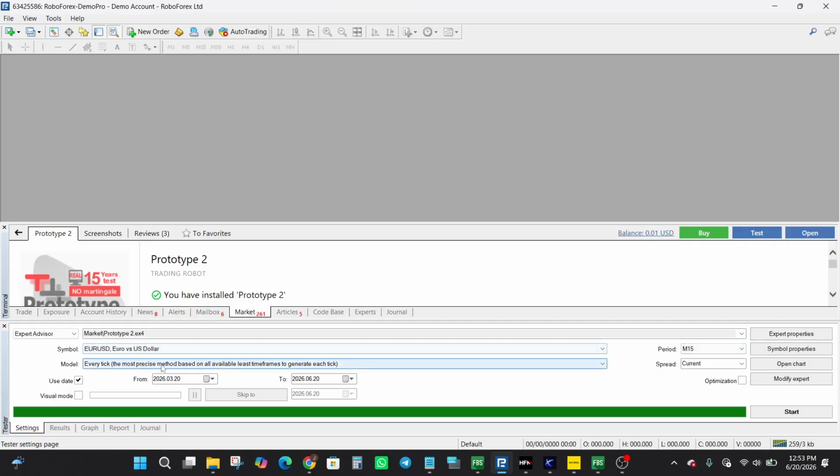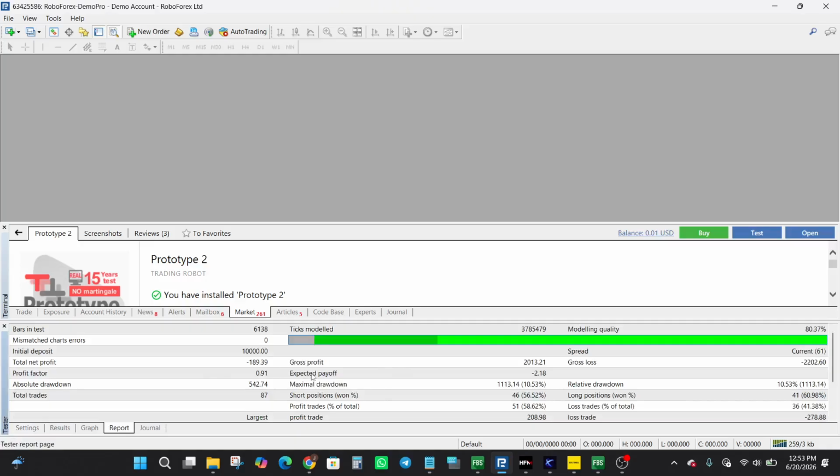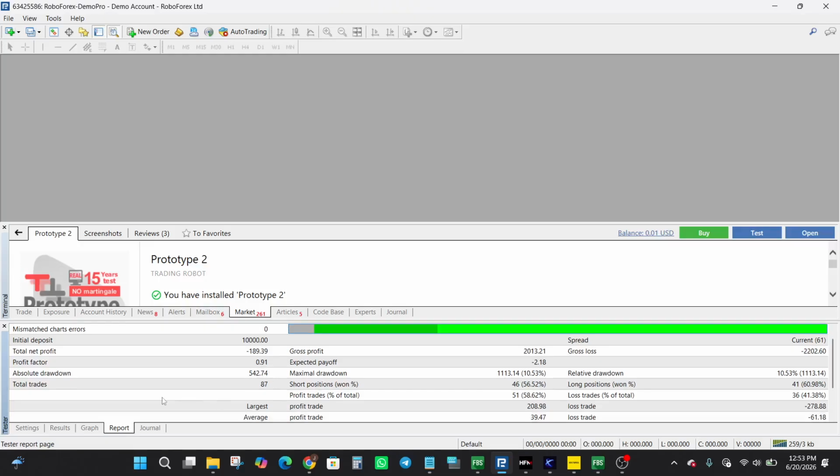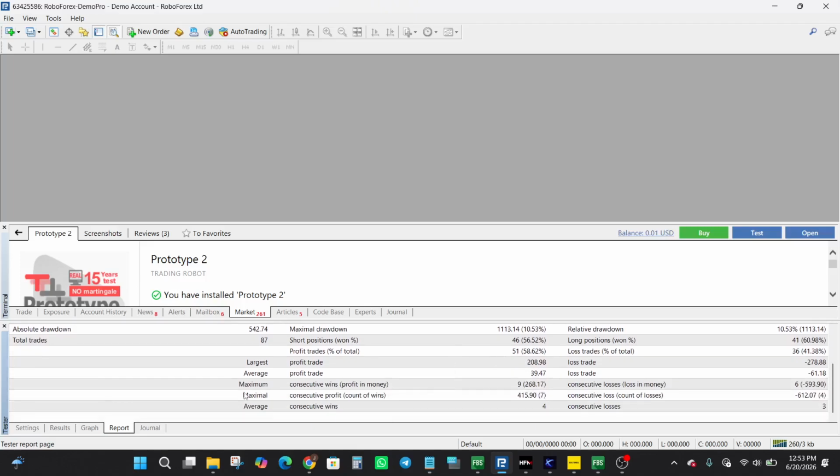Let's see how the Prototype 2 EA behaved on EURUSD on the M15 time frame as recommended. We are using the every tick model and I'm testing over the past 3 months in 2026. So looking at the reports from an initial deposit of $10,000, the total net profit was negative 189.39, and the total trades taken were 87, out of which 51 were profitable, giving us a 58.62% win rate.